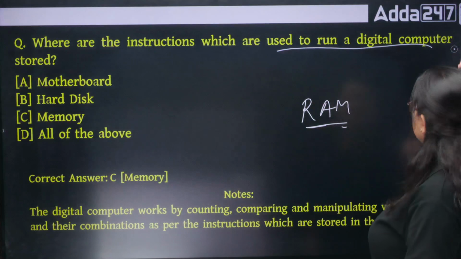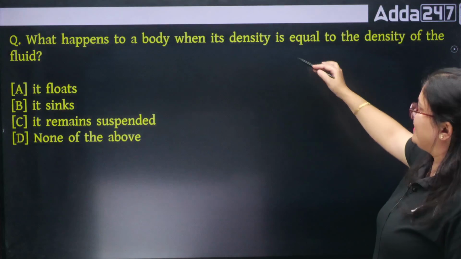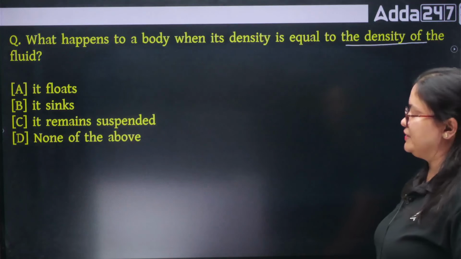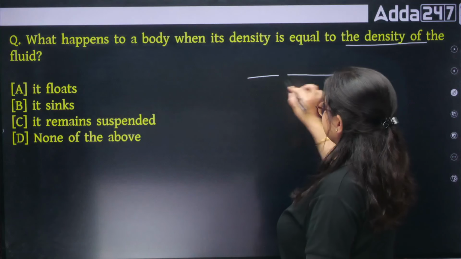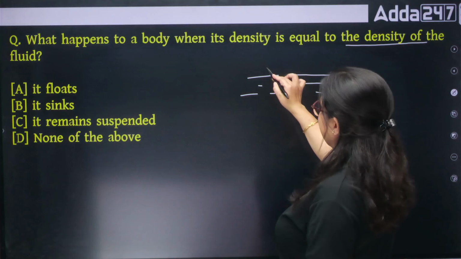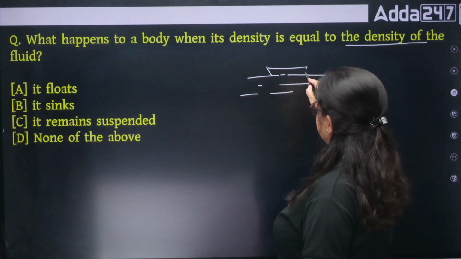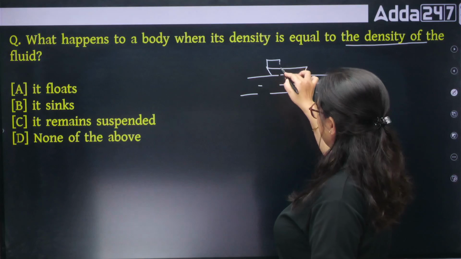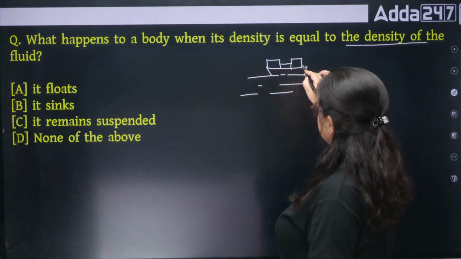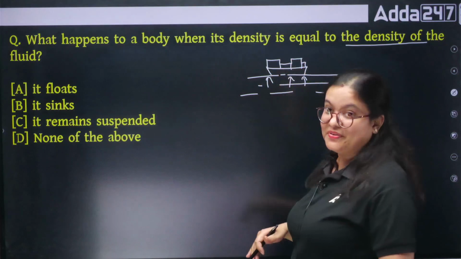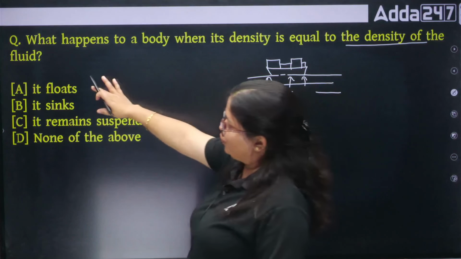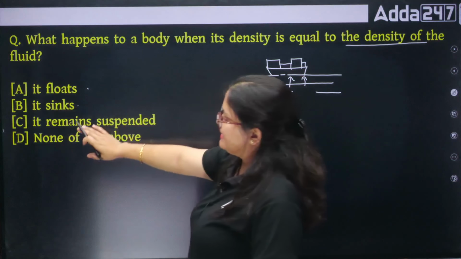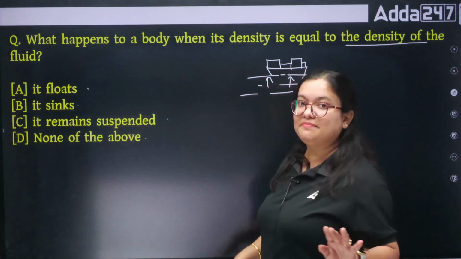Next, what happens to a body when its density is equal to the density of the fluid? Now think, this is water. Here one ship is floating, with multiple things loaded in the ship. It is so heavy that the density of the ship equals the density of water. What will happen here? Will it float? Will it sink? Will it remain suspended, or nothing will happen?